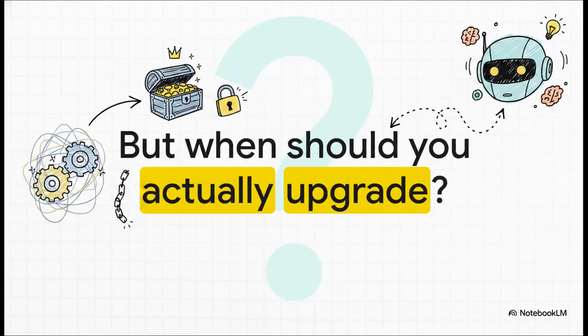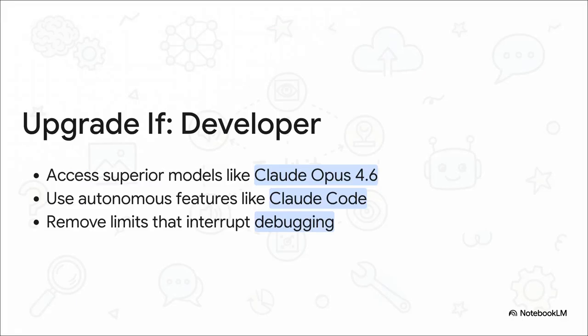Now, this strategy is really powerful, but it does create a little bit of friction, right? So that leads to the inevitable question. When does it finally make sense to pull out your wallet and pay? Well, the answer depends completely on your workflow. If you are a developer, upgrading is an absolute no-brainer. The performance gap between a free model and a specialized coding model like Claude Opus 4.6 is just massive. Paying for it gives you access to tools that will literally save you hours of work every single week.